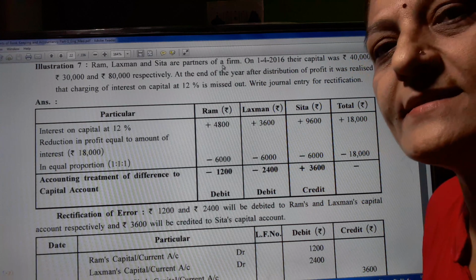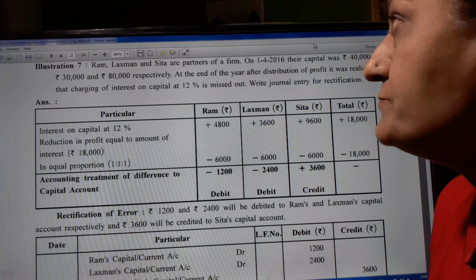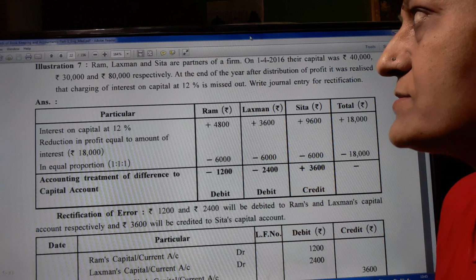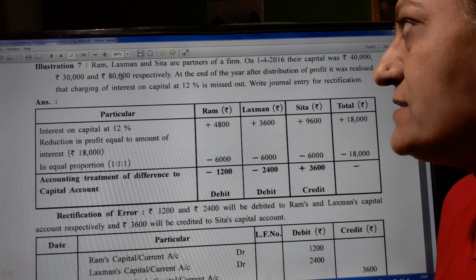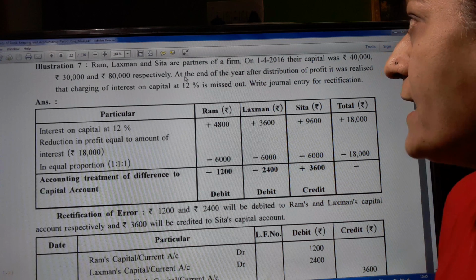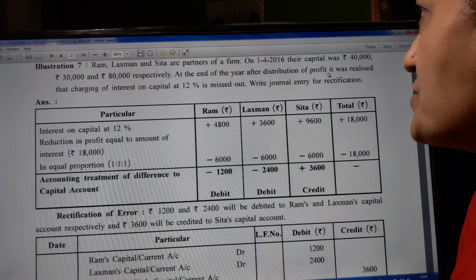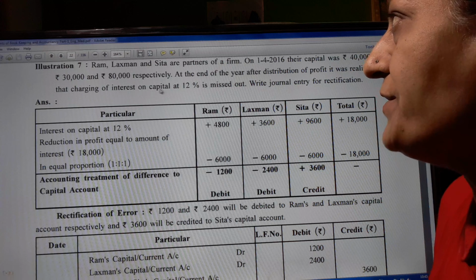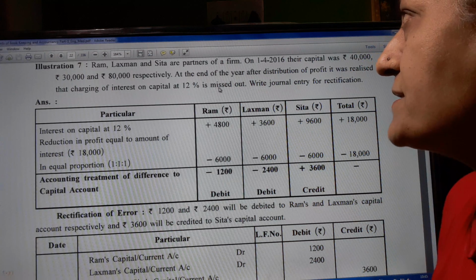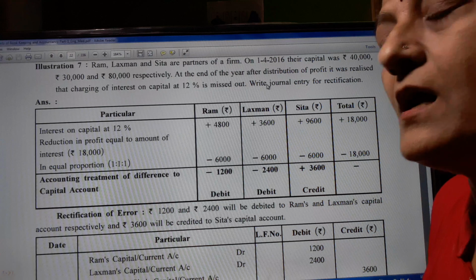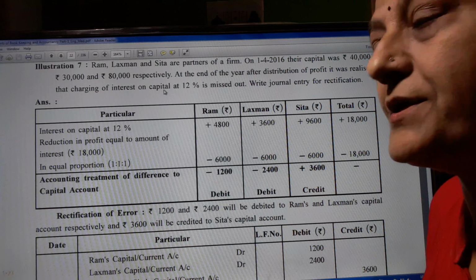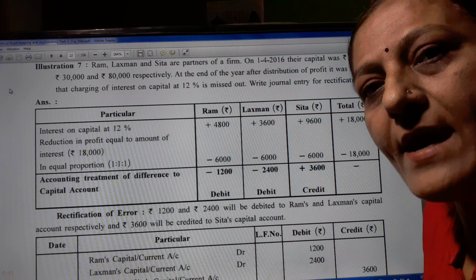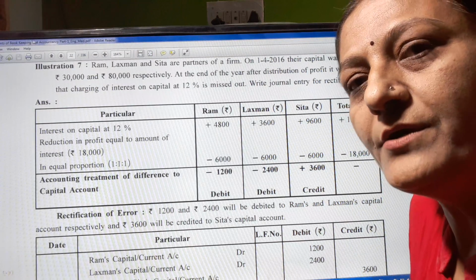Ram, Lakshman and Sita are partners of a firm. On 1/4/2016 their capital was rupees 40,000, 30,000 and rupees 80,000 respectively. At the end of the year, after distribution of profit, it was realized that charging of interest on capital at 12% was missed out. It means capital interest is not calculated. Write a journal entry for rectification. So now we have to write the rectification entry for this.